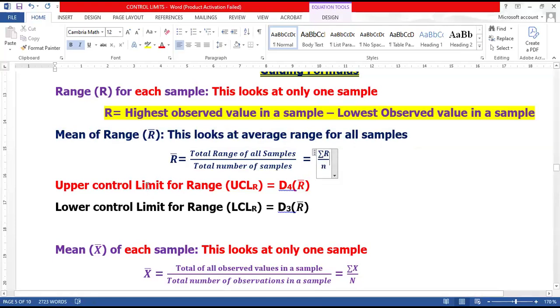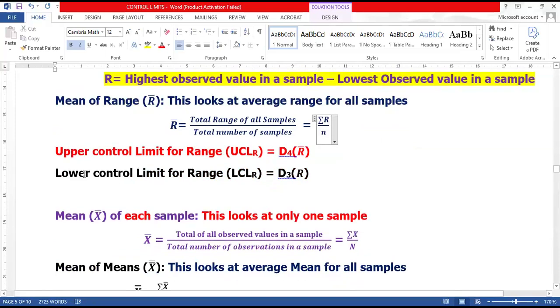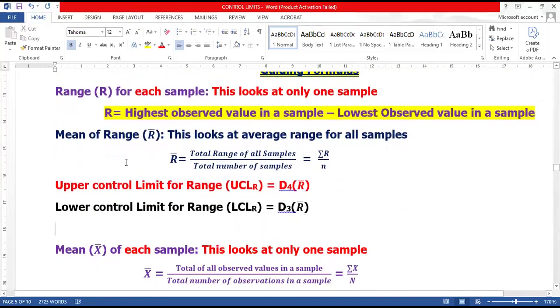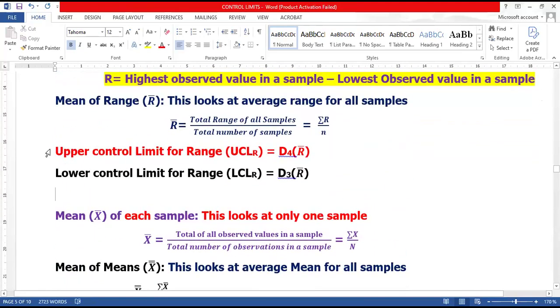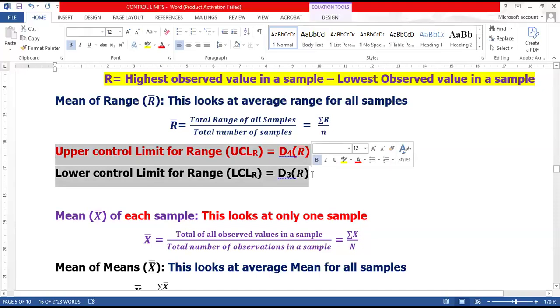So that's how you get your upper control limit. Also, for the lower control limit, this is the formula. The R bar remains the same, but what changes is D3. For the upper limit, you use D4. For the lower limit, you use D3. That's all about range. As we compute range, upper limit and lower control limit, these formulas will be very key.